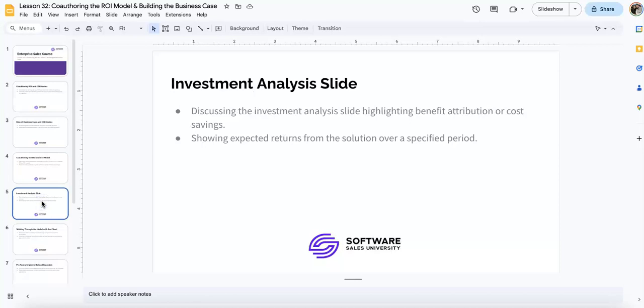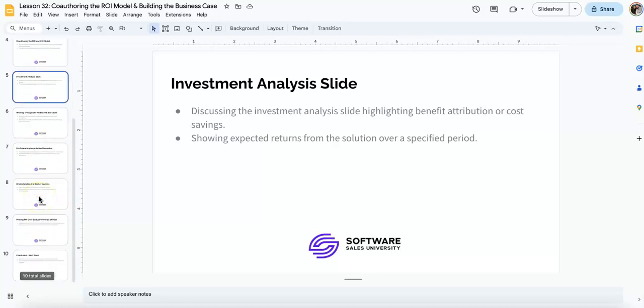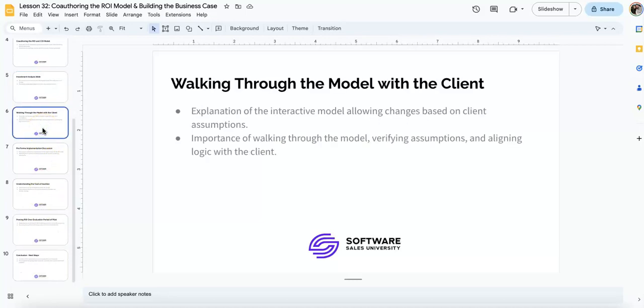How this relates is we put this in an investment analysis slide. Oftentimes we may not in fact do a COI or an ROI model with the client. They may just give us the assumptions, we put it together ourselves, and then we go through the investment analysis slide showing either the benefit attribution or the cost savings and showing the expected returns over the specified period. Once again, we walk through the model with the client.